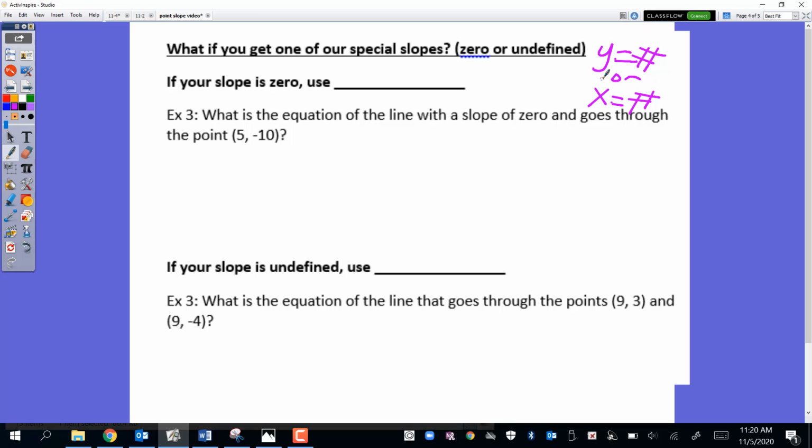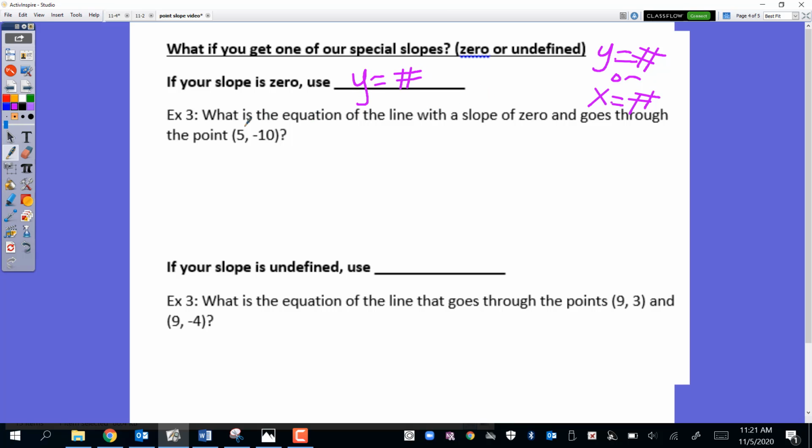Okay, so instead of trying to do point slope, I have to pick which of these equations I'm going to do when I get 0 or undefined. So if I get the slope is 0, then I'm supposed to use the equation y equals some number.